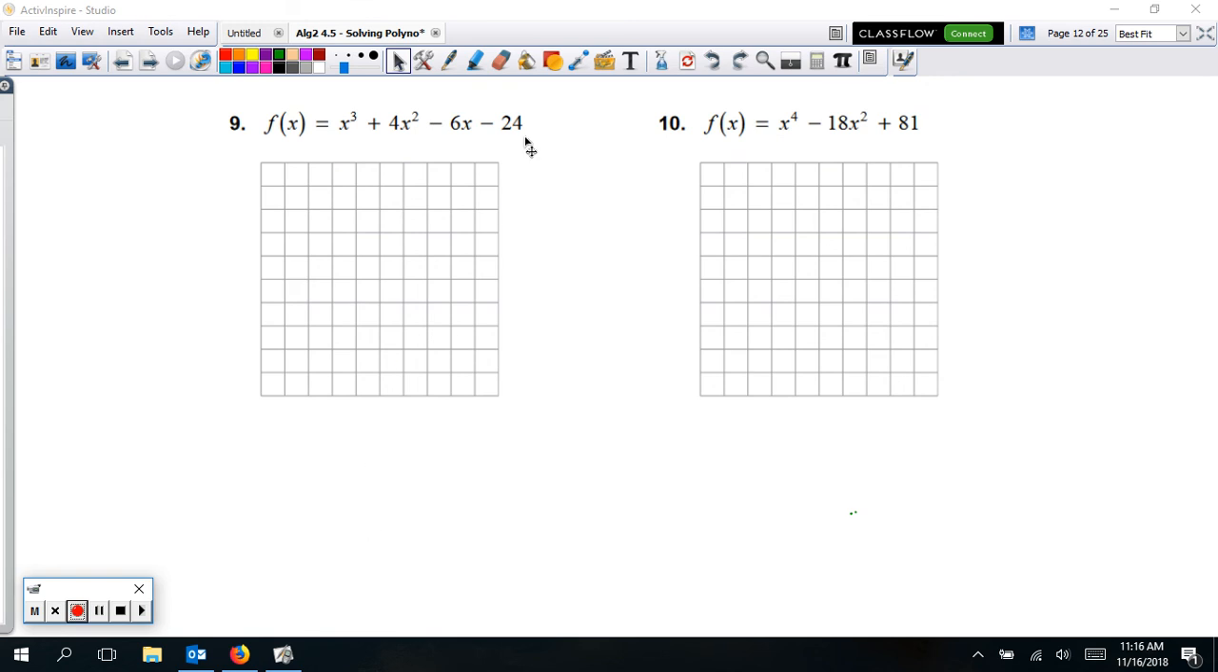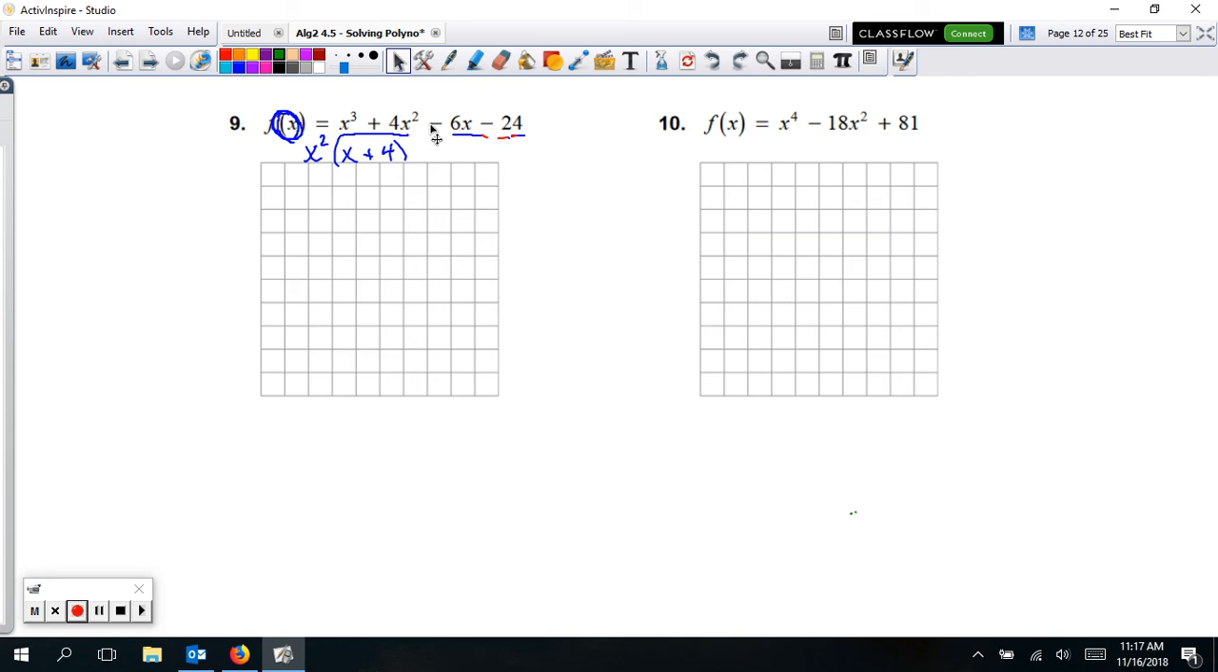Okay, problem 9. We got 4 terms on this one. We want to first start by putting 0 over the f of x, just to show that we're going to make it 0 so we can solve the equation. And there's no GCF on this one, so we're just going to factor by grouping. So group the first two, group the second two. Out of the first group, I'll pull out a GCF of x squared, and then what would be left would be an x plus 4 on that one.